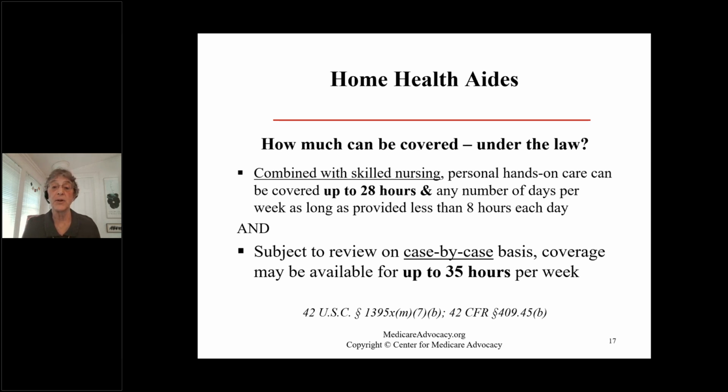Combined with skilled nursing, personal hands-on care, which is what defines home health aides, can be covered for up to 28 hours combined with nursing services, or subject to a case-by-case basis, they may be covered for up to 35 hours if the individual's condition specifically calls for that and the healthcare provider certifies it. So under the law, there's quite a bit of home health aide services that are theoretically covered. Next slide, please.